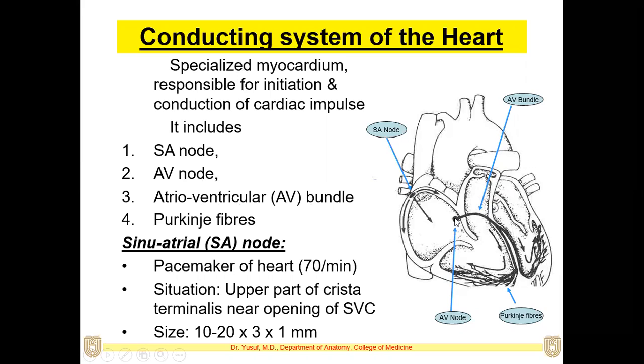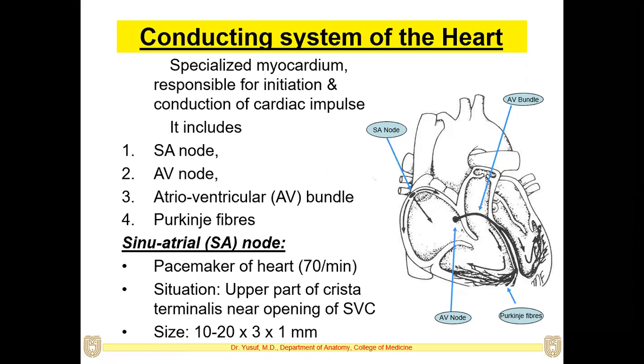Then we have the atrioventricular bundle, the connection between the atrium and the ventricle. Then it divides into right and left, then it divides into smaller branches. These are called the Purkinje fibers. So all these are part of the conducting system of the heart. These are the main components: SA node, AV node, then the atrioventricular bundle, and the Purkinje fibers.